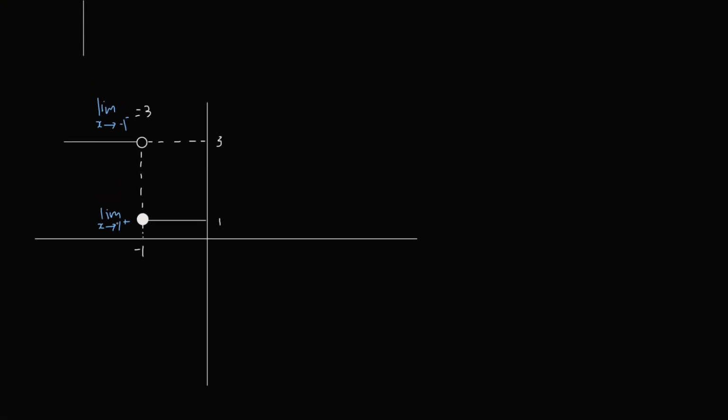And for the second one, what is the value of the function as x approaches 1 from the right? Well, when it's approaching from the right, it approaches the value 1. So this would equal 1.